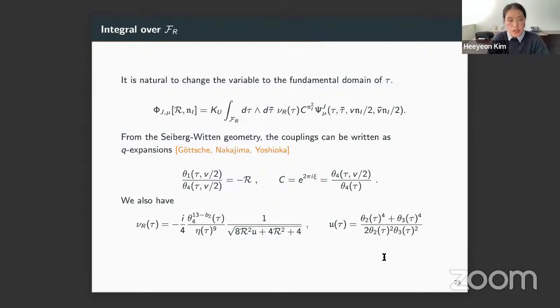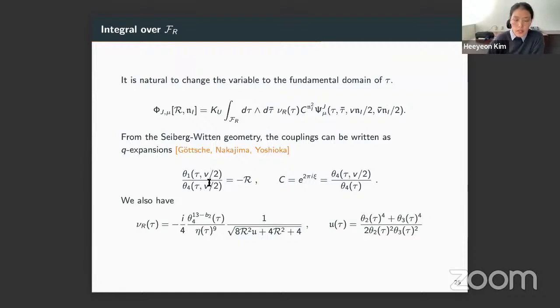From this structure, we can find that it's actually more natural to change the variable to tau, and the integral is now over the fundamental domain of this tau that I called FR. And here, the integrand is now a very nice function in terms of the Q series. And various couplings that appear in the integrand can be obtained from the Seiberg-Witten geometry.